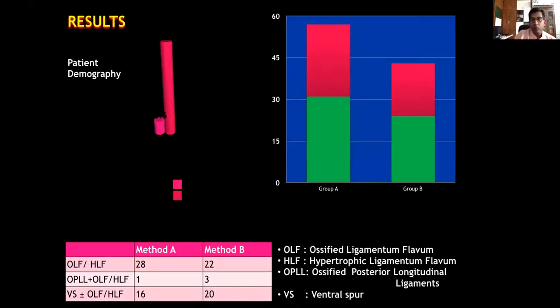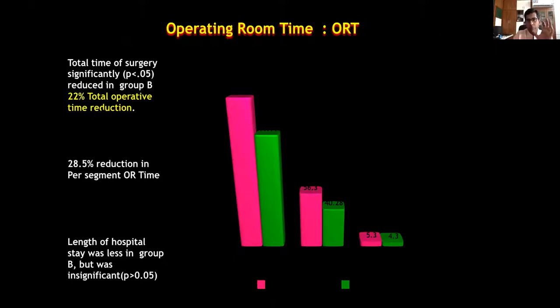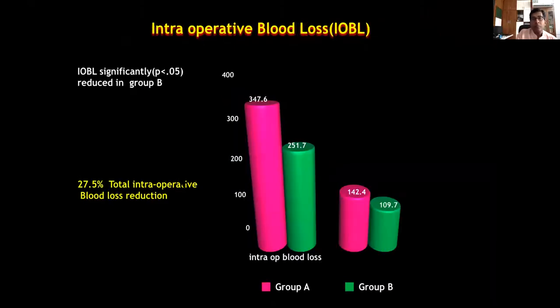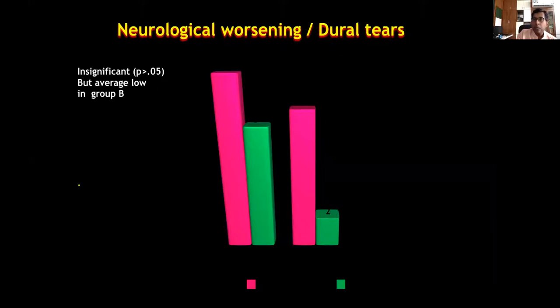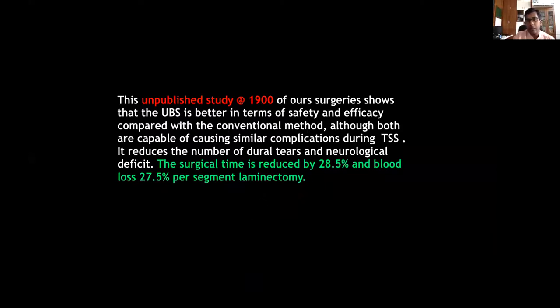In that group, the demography was nearly the same, and most of them were ossifying lesions. The total operative time reduction was nearly 22%, with a per segment reduction of nearly 30%. The length of hospital stay reduction would be indirect, because the number of dural tears and dural deficits are reduced. The blood loss reduction was quite significant, and statistically significant as well. The neurological worsening and the dural tears were also on average reduced compared to the conventional surgeries, but that was statistically insignificant. This is the data we submitted, from 2014. After that period, once we crossed that learning curve, the incidences have reduced even more significantly. So this is just to quote and complete, and we have now done nearly 1,800 to 1,900 surgeries, covering the entire spectrum.